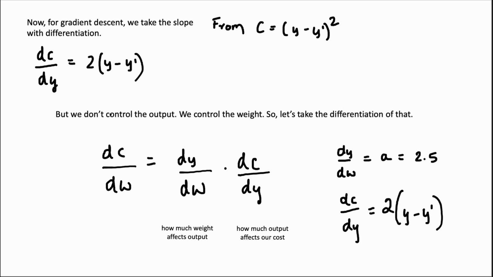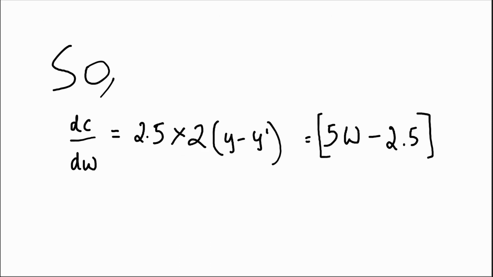And the other component, dc by dy, is how much the output affects our cost, which we've already done, 2 into y minus y dash. So if we put it all together, we get the equation with respect to the weight, dc by dw, and that's 5w minus 2.5, which is the input.